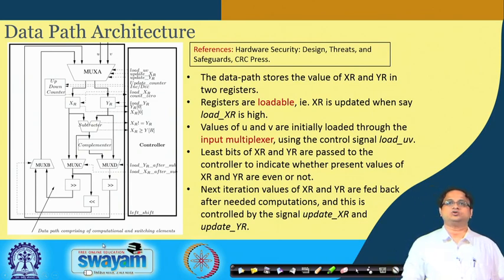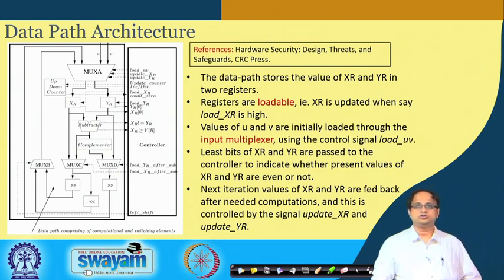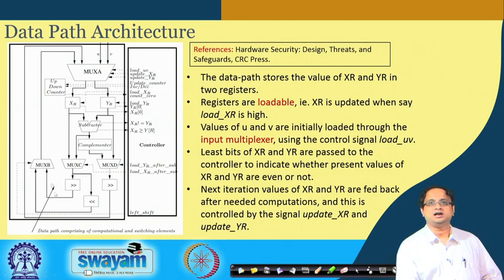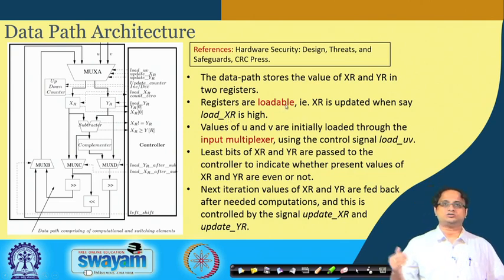The first thing which you note is that the data path stores the values of XR and YR in two registers. That means, when you get the values of u and v, you load them in XR and YR. XR and YR are loadable registers, which means there is an explicit load signal, indicated by the signal called load_XR. When load_XR is high, then XR gets loaded. Likewise, when load_YR is high, then YR gets loaded.